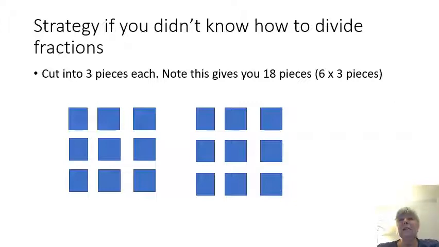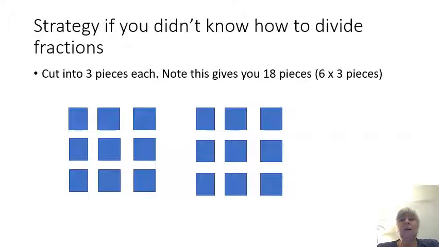And that gives you 18 pieces. So there's the 6 times 3. Okay, remember we've got 2/3 and the 3 is the denominator of that 2/3. So that gives us 18 pieces. Each one of those pieces is 1/3 of a candy bar.